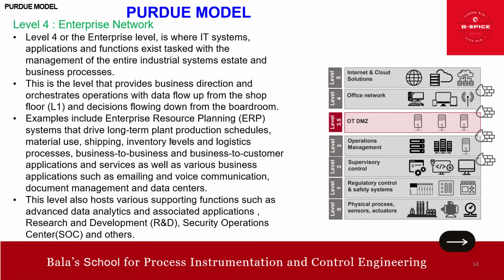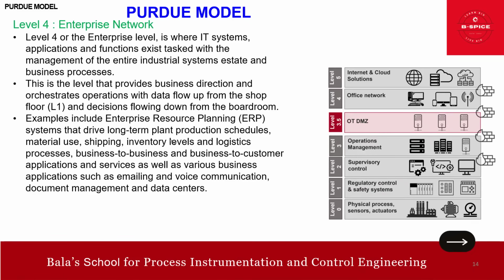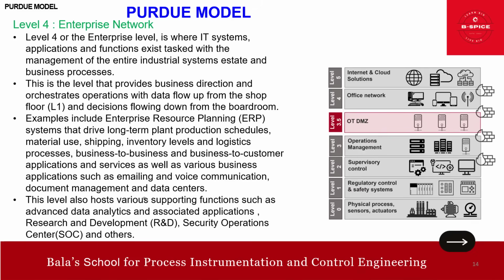Examples include ERP. You would have heard this, right? Enterprise Resource Planning, ERP. That drives long-term plans, production schedule, material use, shipping, inventory level, logistics, business to business and business to customer applications, all these kinds of business activities. This level also has various supporting functions, like R&D, security operation center, all these. So this is about level 4.